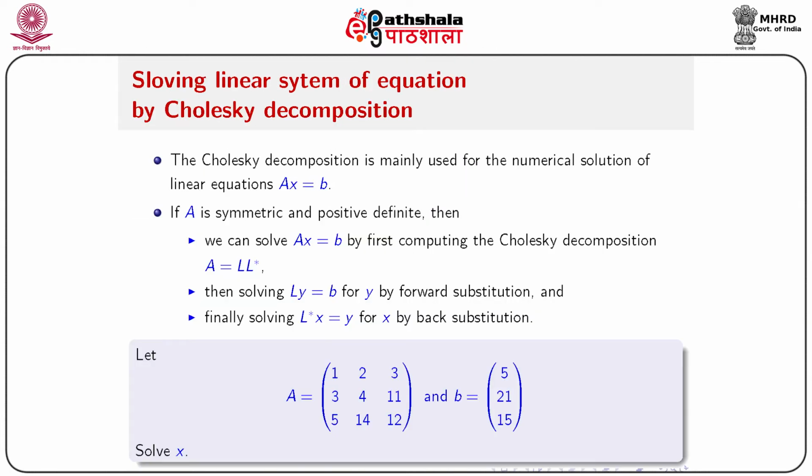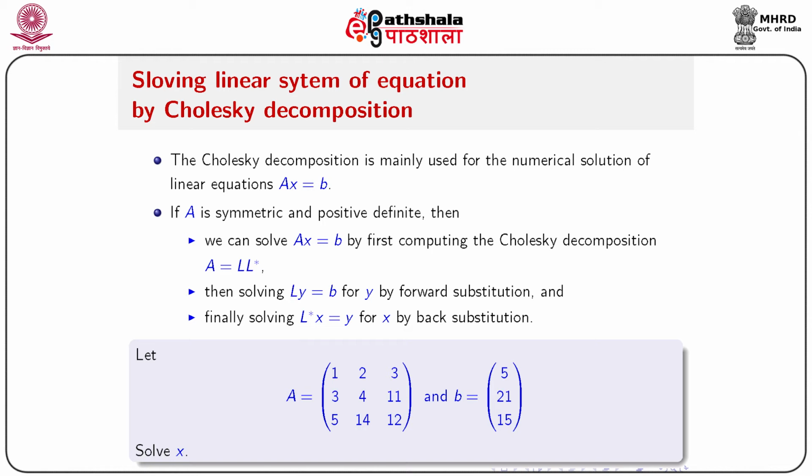Say, for solving a linear system of equations, the application of Cholesky decomposition. The Cholesky decomposition is mainly used for numerical solutions of linear equations, say Ax equals to b. If A is symmetric and positive definite, then we can solve Ax equals to b by first computing the Cholesky decomposition A equals to L L star. Then solve Ly equals to b for y by forward substitution, and finally solve L star x equals to y, that is the conjugate transpose, for x by back substitution.